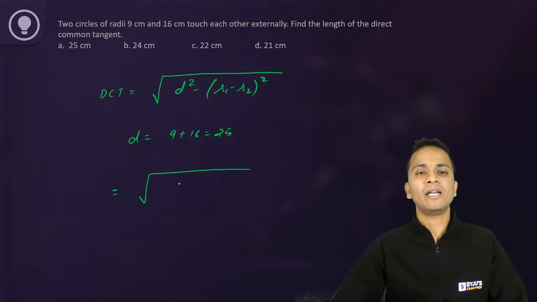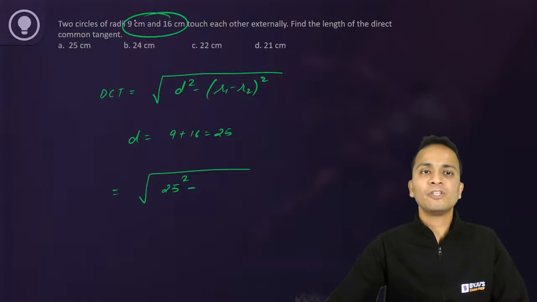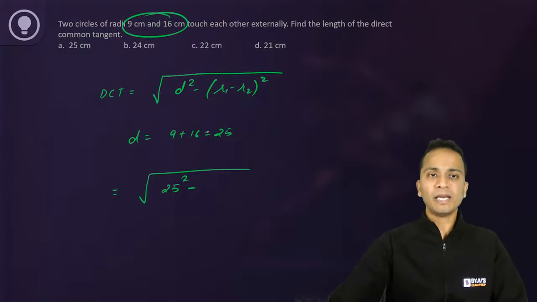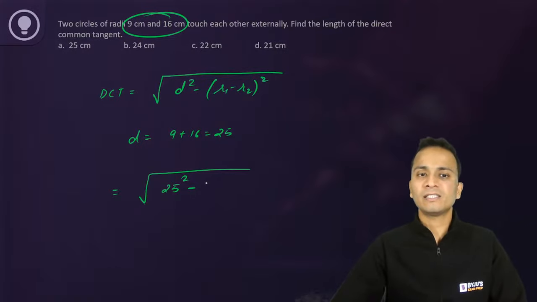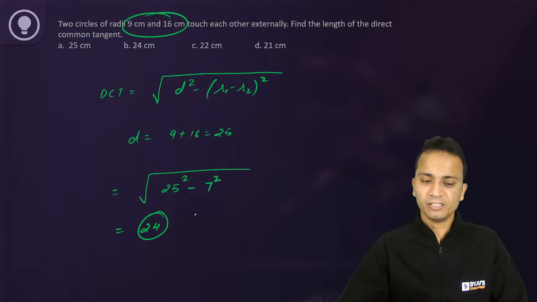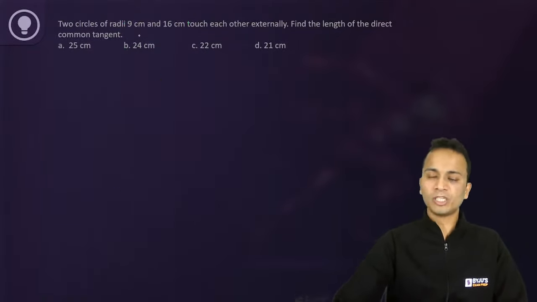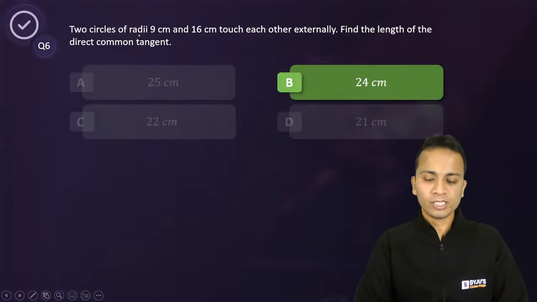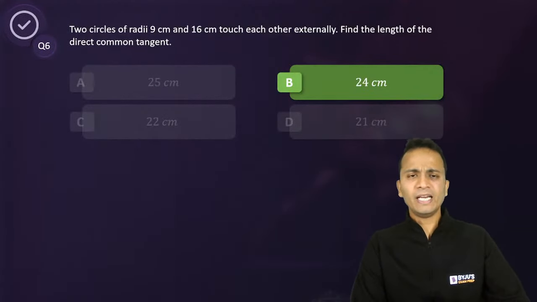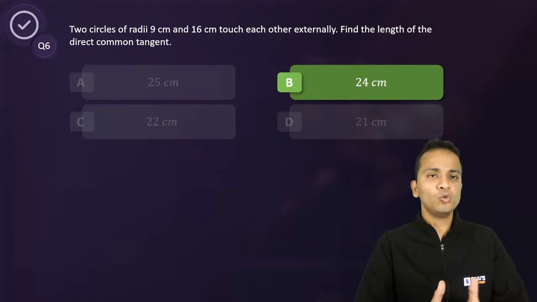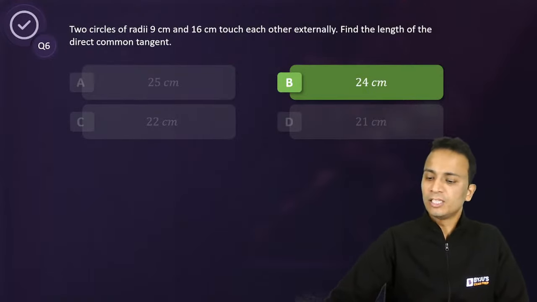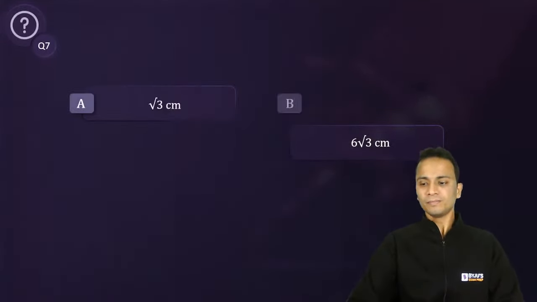So the answer will be under root of 25 square minus the difference of these two, 16 minus 9. 16 minus 9 is 7. So 7 square. Solving this, you will get the answer as 24 centimeters. So the correct answer will be option B, that is 24 centimeters. All right. So again, the direct formula was used for this particular question. Let's move on to question number 7.